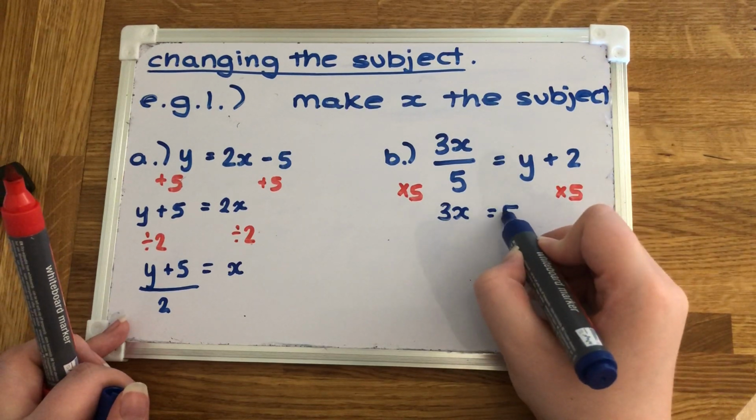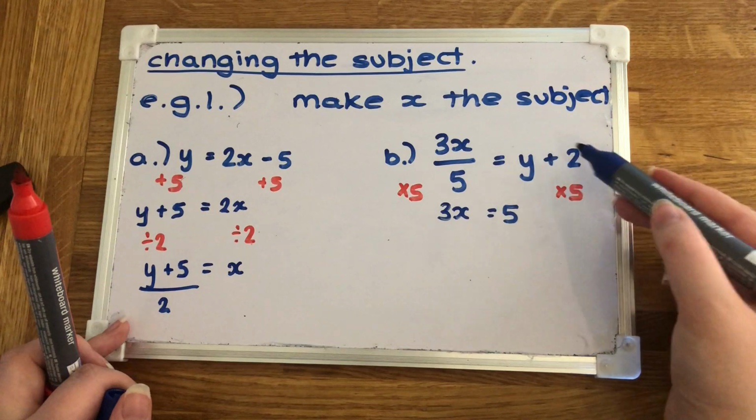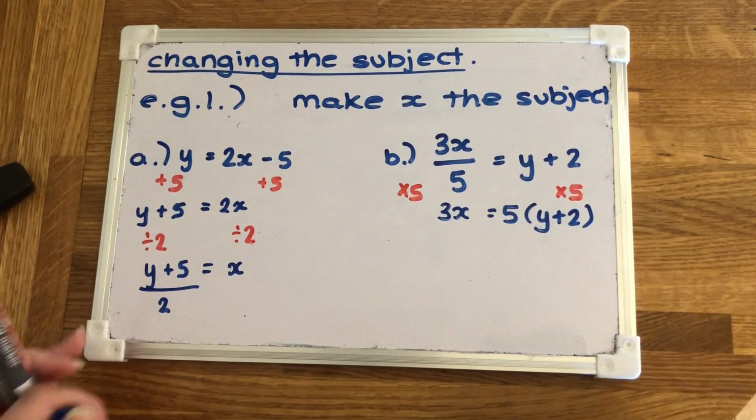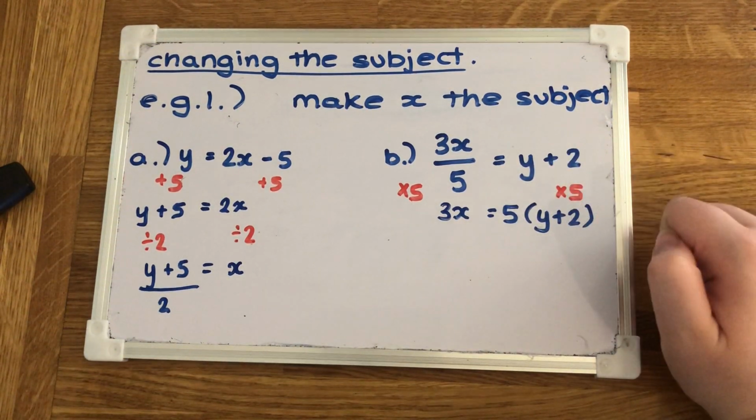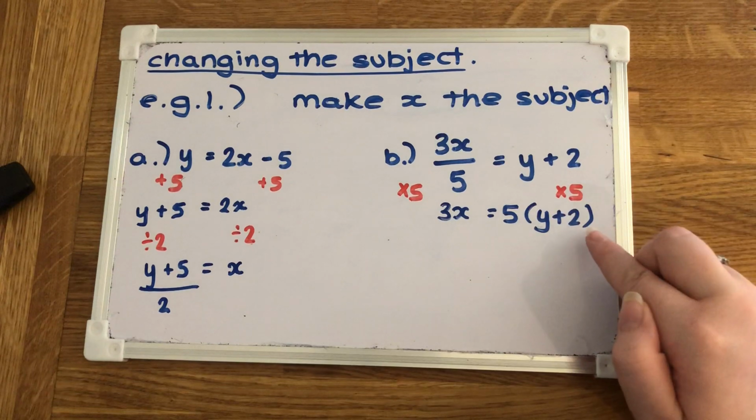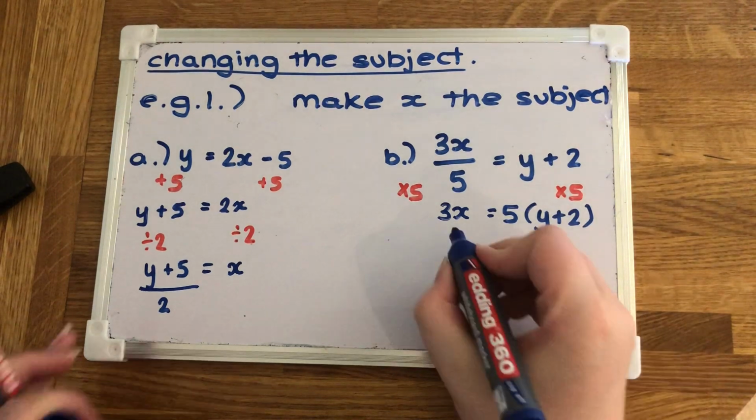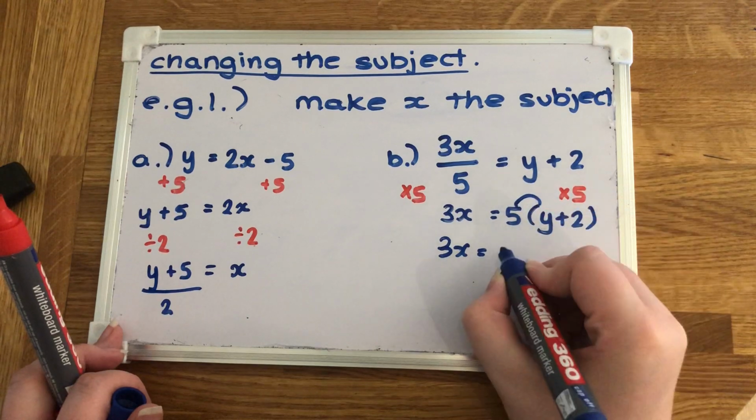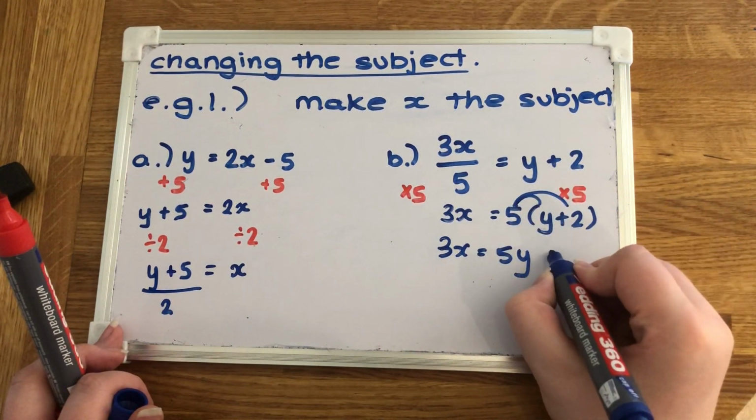Now if you're multiplying a number with two different things, for now I want you to put it in brackets. The reason why is a lot of people would just multiply the y by 5 and not the 2. Whereas if we put brackets in, we know that we need to multiply both of those parts by 5. So if we expand those as well, 5 times y is 5y, 5 times 2 is 10.